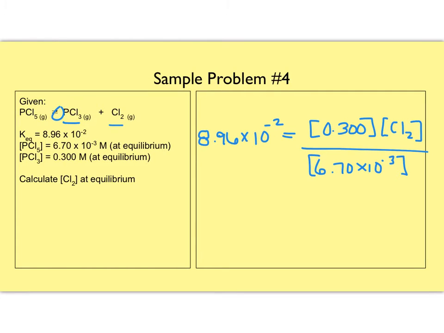When we solve for this, we'll take the 8.96 times 10 to the negative 2 times 6.70 times 10 to the negative 3. We'll divide by 0.300, and that will give us the concentration of the chlorine. And when we do that, we should get an answer of 0.00200. I want 3 significant digits there, and it's a concentration, so it's a molarity, and that's it.